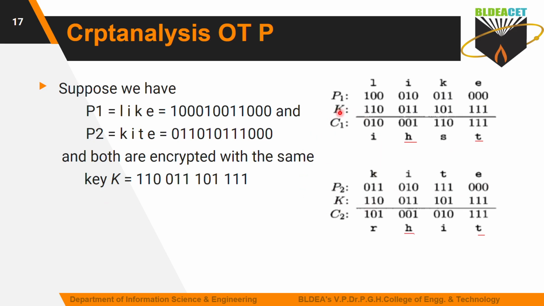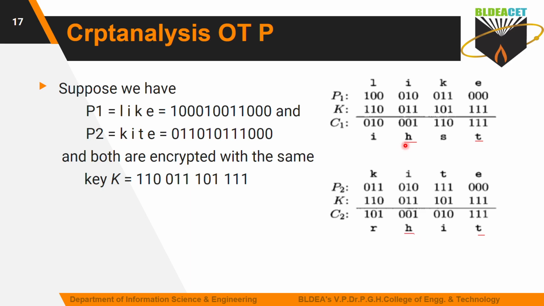So this is the key, and the same key I am using to encrypt the second plain text also. Then what do we call that procedure? We call that procedure depth. After encryption I got the ciphertexts C1 and C2. If you observe, IHST is the ciphertext for the plain text like, and RHIT is the ciphertext for the plain text kite.